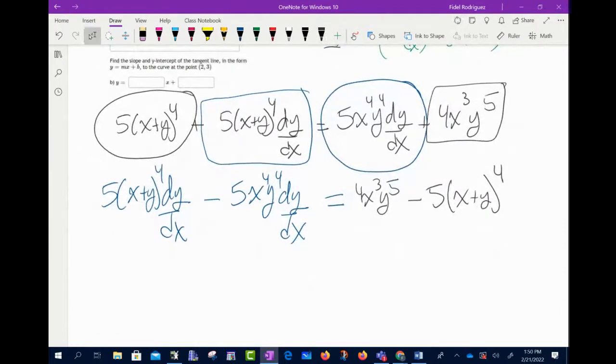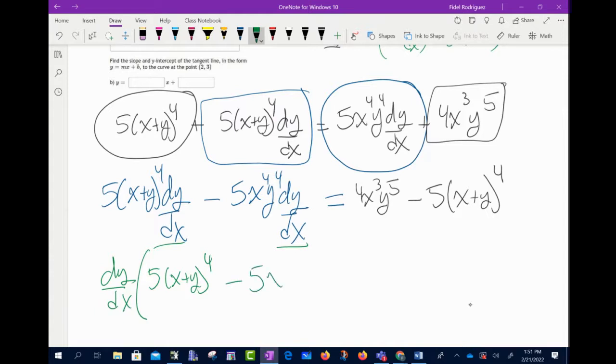Okay. Second question. Can we factor out a dy/dx on the left side? So we're going to have a dy/dx, and then inside we're going to have 5x plus y to the fourth minus 5x to the fourth y to the fourth, equals all that funky stuff over here.